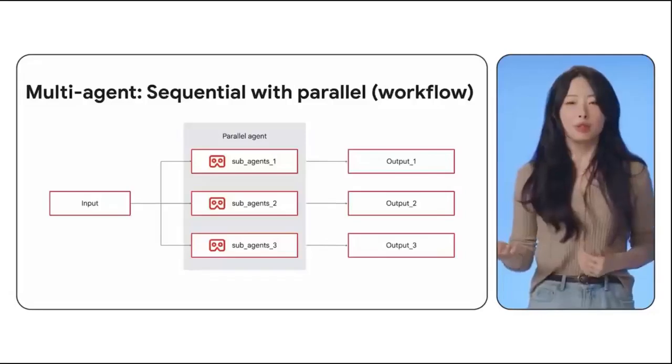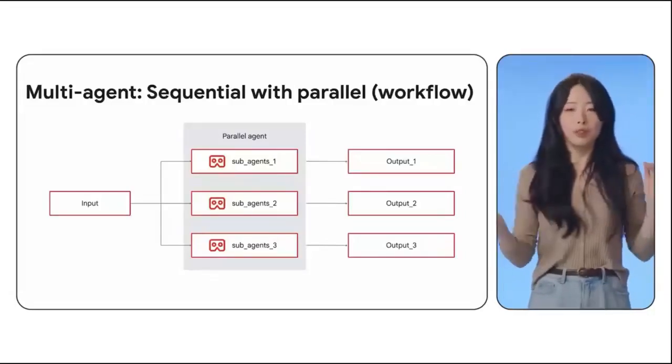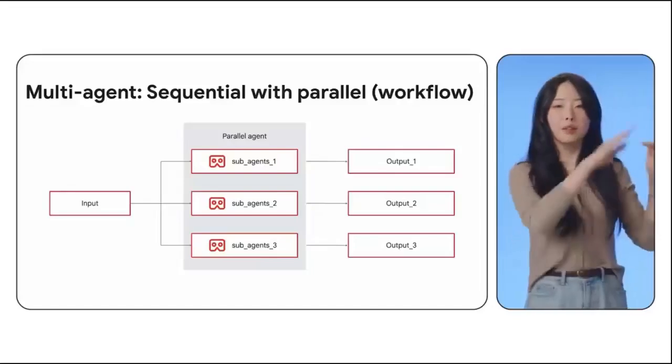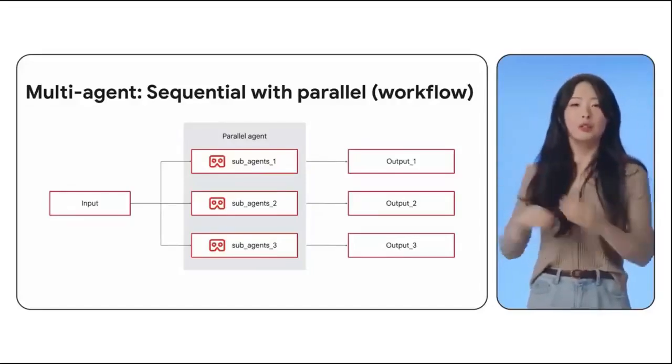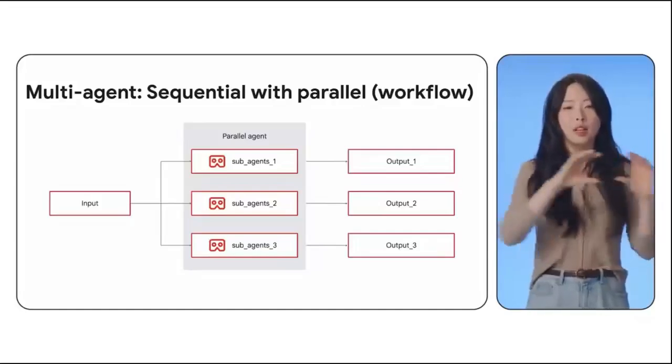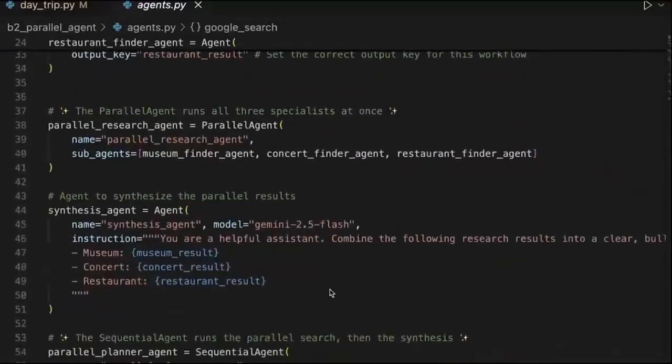So a common approach is to combine this with a sequential agent. First, we run the searches in parallel. And then second, we run a final aggregator agent to synthesize all the results into a single trip plan. And here's the agent code on how to put them together.